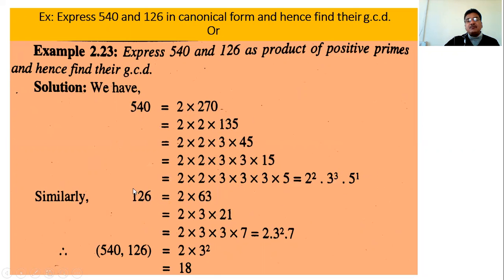And what is the canonical form of 126? That is, divide 126 by 2, 63. Then divide 63 first by 2, but 2 is not a divisor. Then take 3. Divide by 3. Then 3 into 21. Then divide 21 first by 2, but 2 is not a divisor. Then take 3. 3 into 7. And then 2 raised to 1 into 3 raised to 2 into 7 raised to 1. This is the canonical form of this number. And then what are the common factors? 2 is the common factor and 3 square is the common factor. Therefore 2 into 3 square, that is 18, is the greatest common divisor of these two numbers.